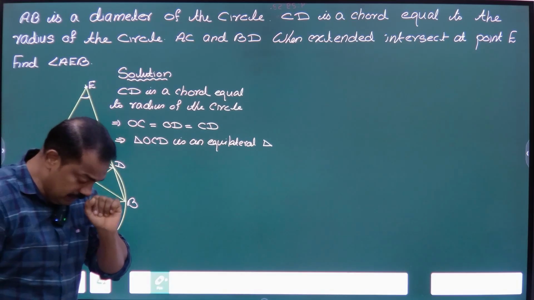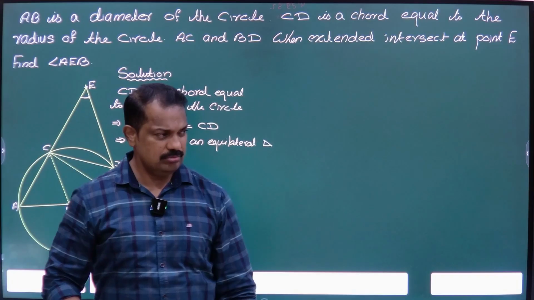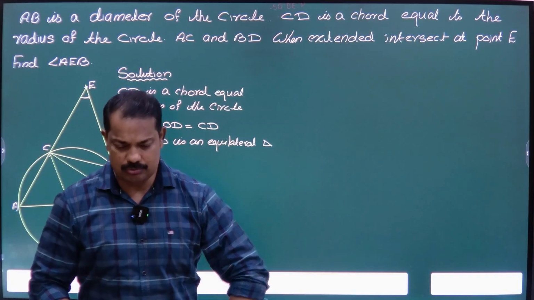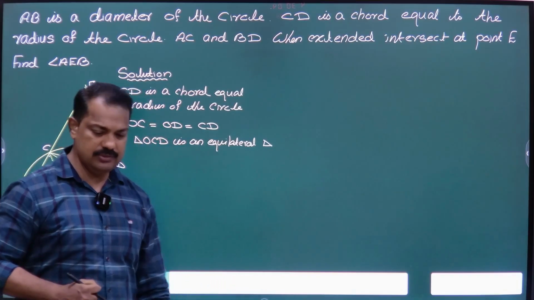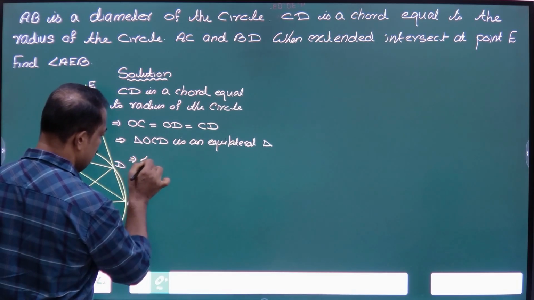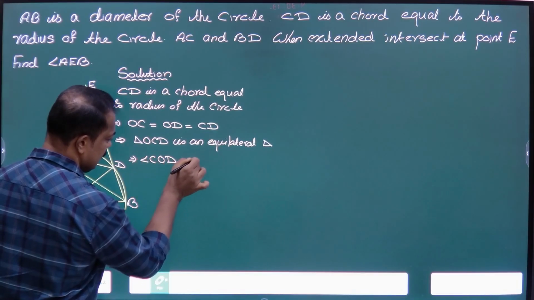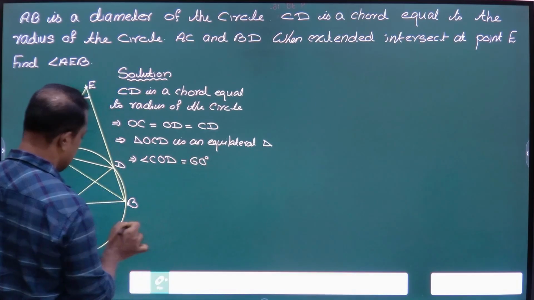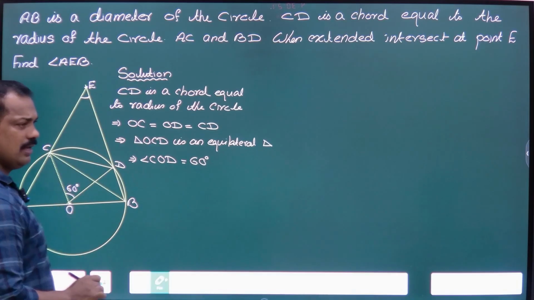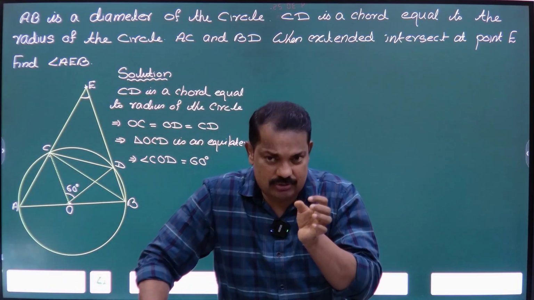And in an equilateral triangle, each angle is equal to 60 degree. Implies angle COD is equal to 60 degree. ये angle find किया मैं. अब check कर दो, figure check कर दो.